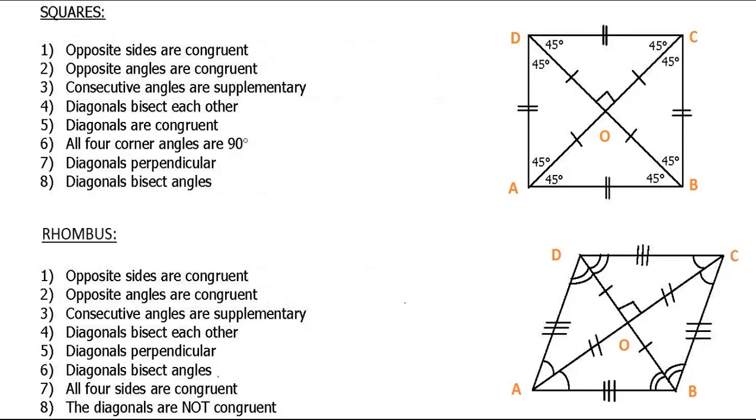All four sides are congruent. It means the lengths of all four sides are equal. Diagonals are not congruent. It means the diagonals are not equal in length. So AC is not equal to BD.